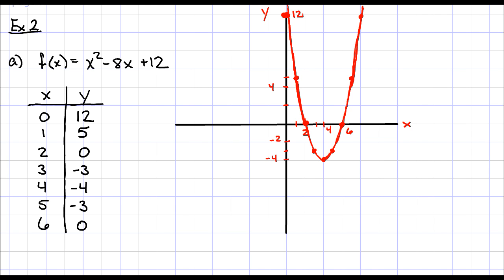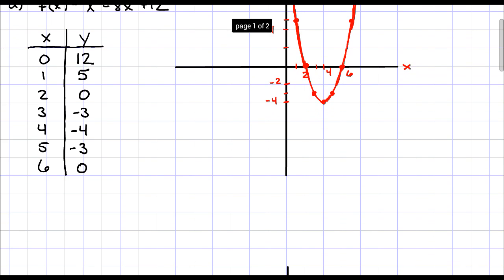Later on, we're going to learn better techniques for sketching parabolas than this point-by-point method. But the nice thing about this point-by-point method is it reinforces what it means to have a point on the graph. Basically, the idea that the x-coordinate for any of these points is the input and the y-coordinate is the output. Okay, so let's go on and look at these other examples.